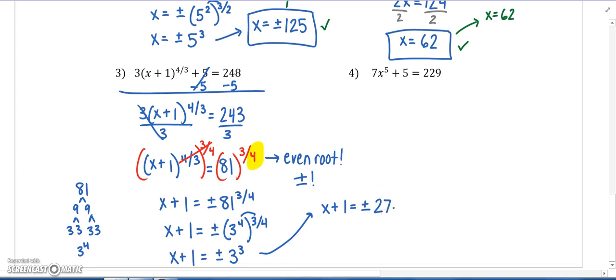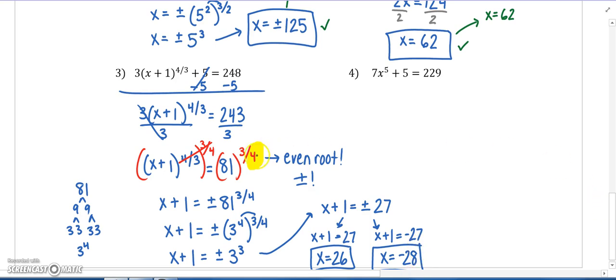Now, I'm not done yet, but there's a little trick here that you have to remember. Whenever you have two separate answers and there's more work to be done, we do have to split it up. So I'm going to split this up. X plus 1 equals a positive 27, and x plus 1 equals a negative 27, and then finish solving from there. So we get x equals 26 and x equals negative 28 as my two answers. Remember, even root means you'll have those two different answers.